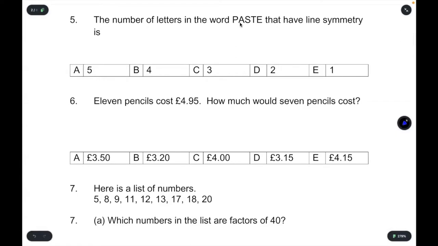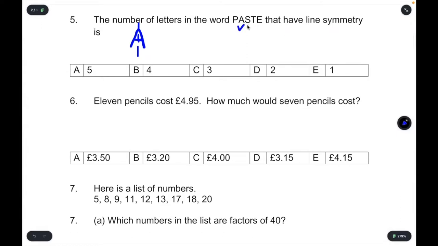If we look at the letter A, then there is a line of symmetry, because if I zoom in on the letter A, you'll see that there is a vertical line of symmetry. I can fold it in half like that, and either side would be the same. A has a line of symmetry. Then let's look at S.